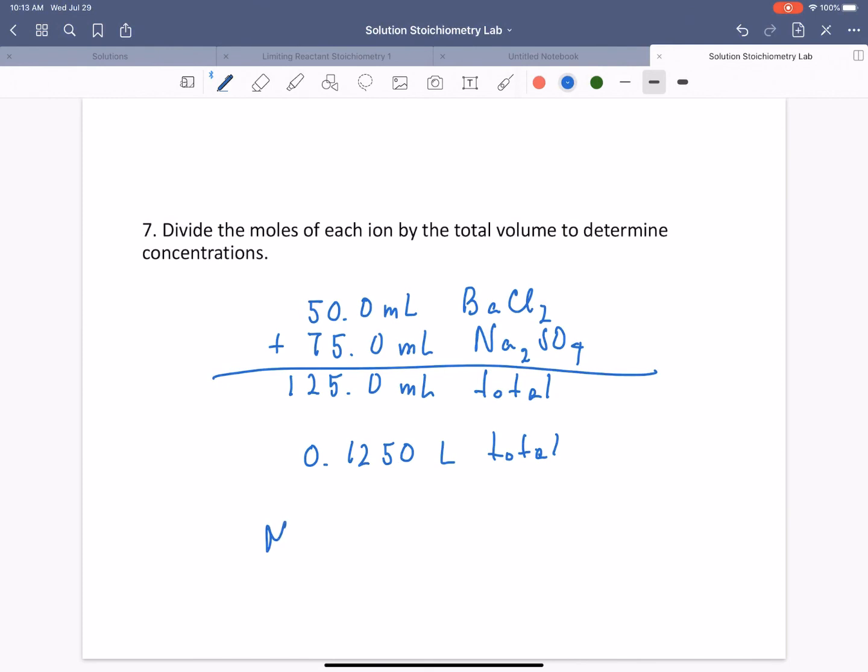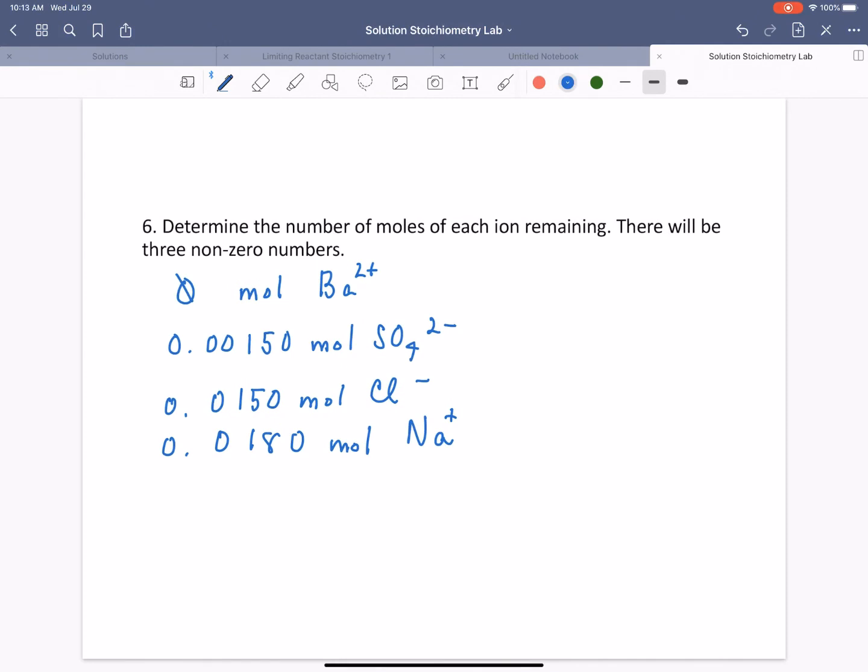And as you know, molarity is moles of solute. So we're going to look at each ion as a solute particle individually, divided by liters of solution, which is 0.1250. The concentration of sulfate is 0.00150 moles divided by our new volume.